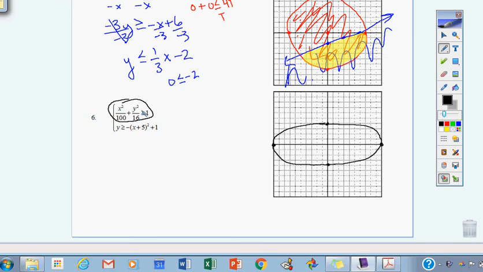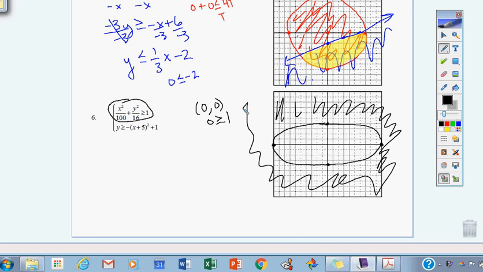Okay, greater than, so we're going to be outside. So we got to shade outside the ellipse. Now again, if you don't get that, I'm going to test 0, 0. Won't take long. 0 squared over 100 plus 0 is 0. I'm going to get 0 greater than or equal to 1. Is that true? Nope, it's false. So that means I have to shade everything that's outside of the ellipse.